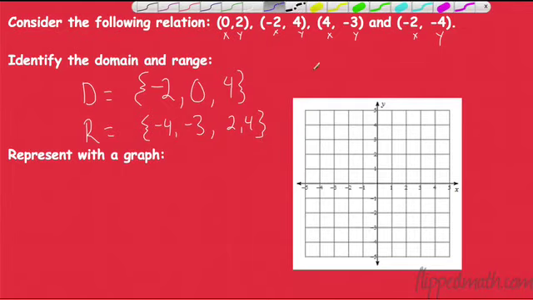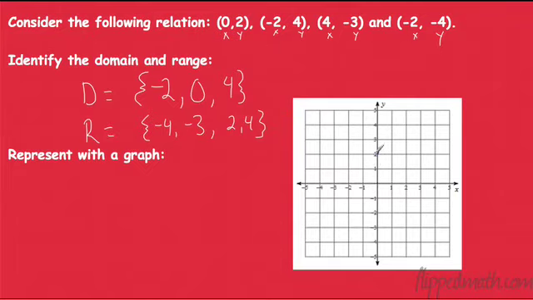We could then, of course, plot these as points. 0, 2, 0 over 2 up. That's 1 point. -2 over 4 up. That's another point. 4 over -3, 1, 2, 3. That's another point. And then -2, -4. That right there, we have our fourth point. So this is all stuff you've done before, but as you can tell, we're just going to talk about domain and range. These are very important things, all right?